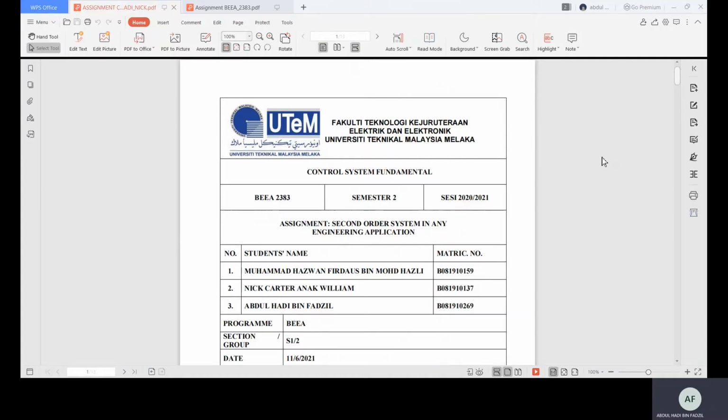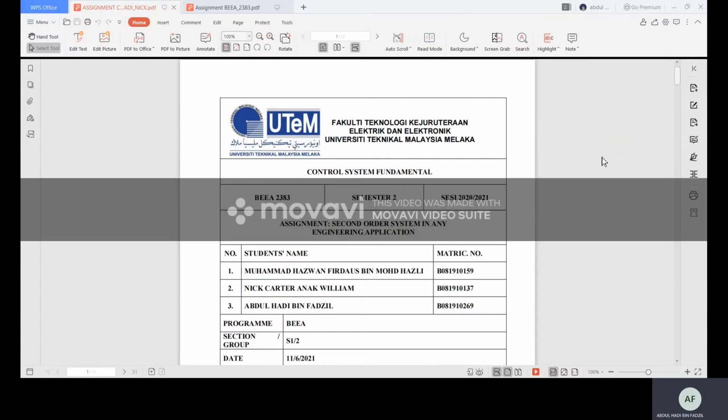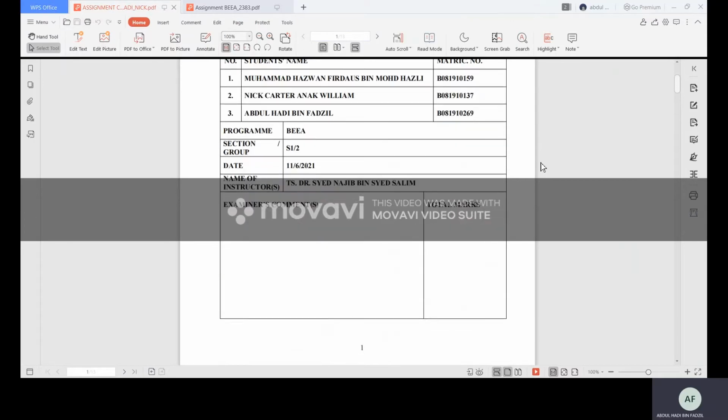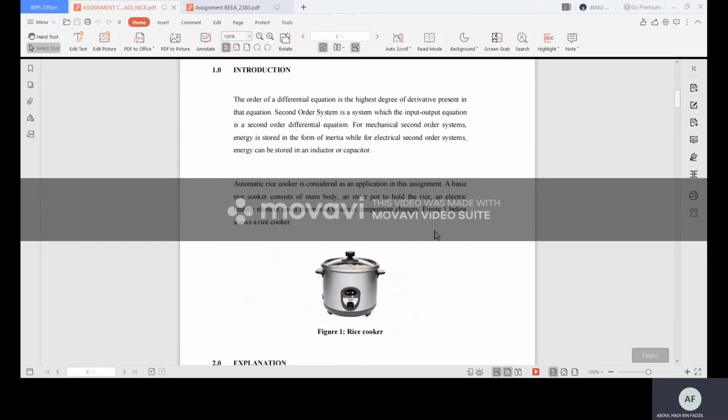Assalamualaikum and good evening. Today our group would like to present about our assignment, which is about the second order system in any engineering application. For our group, we chose the second order system in the application of a rice cooker.